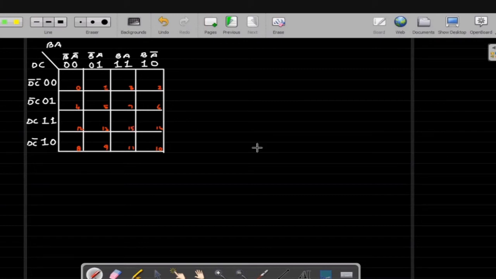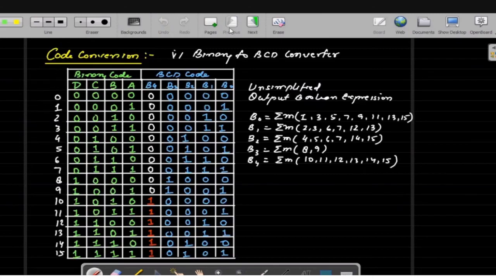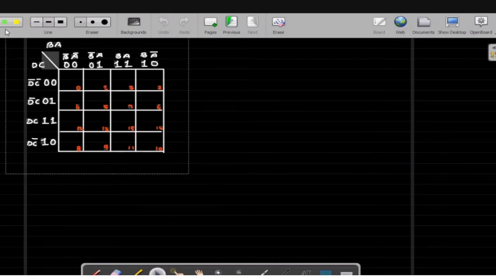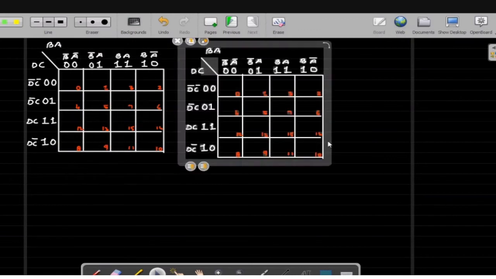Okay, this is clear. I think there is no doubt in this. So now, how many output Boolean expressions do we have? 5. So we have to solve all those 5 Boolean expressions using this 16 cell K map. I am going to take a copy of this so that this will make our life comfortable.